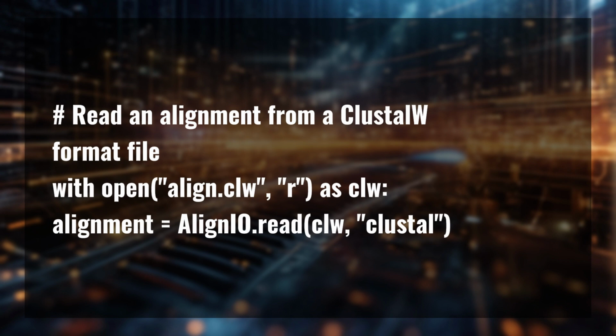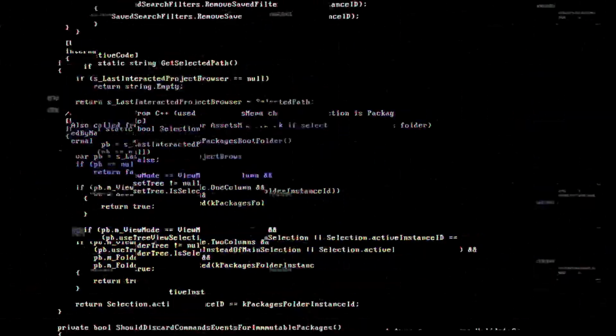This section opens and reads an alignment file in the Clustal W format, align.clw, and stores it in the alignment variable. Alignment is a way of rearranging sequences to identify regions of similarity, which is essential for phylogenetic analysis. We have realigned it, and we are trying to find that this is similar to this, this is similar to this. I hope you understood this.